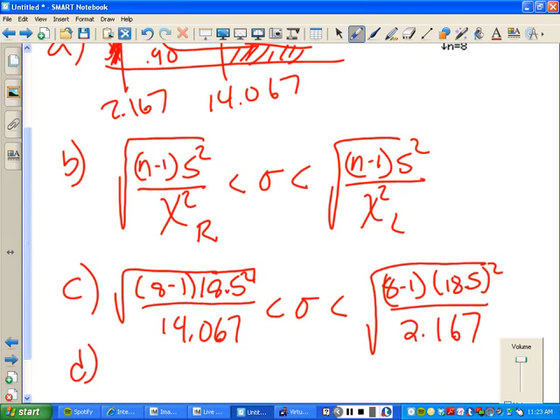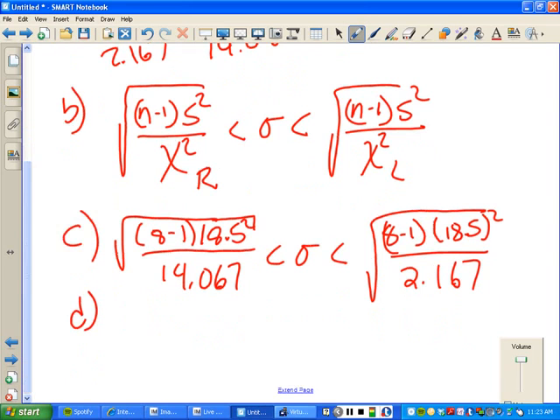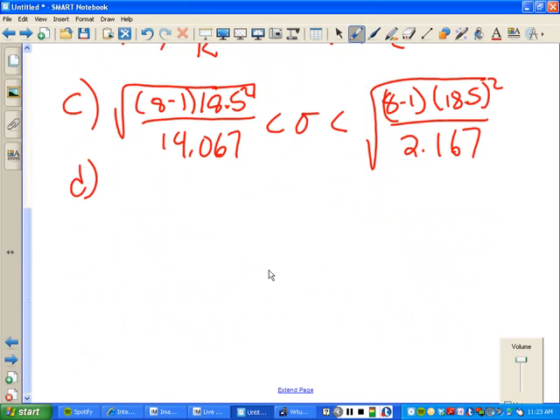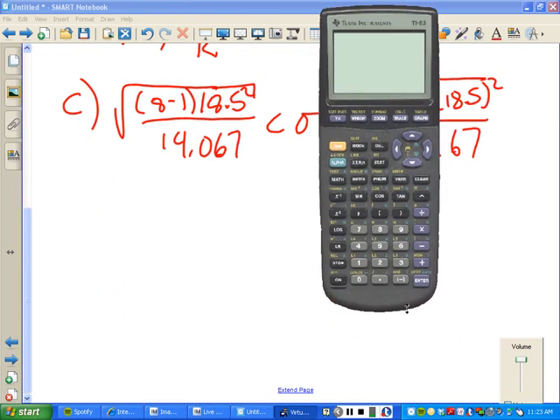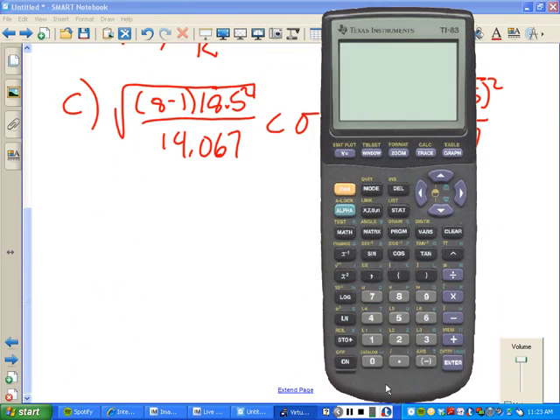Part D. Am I going to do the math? No. I got a headache. I don't feel like it. All right. Square root. Please don't type in 8 minus 1. You're just going to have to live on the edge a little bit. If you need to, come on here first.